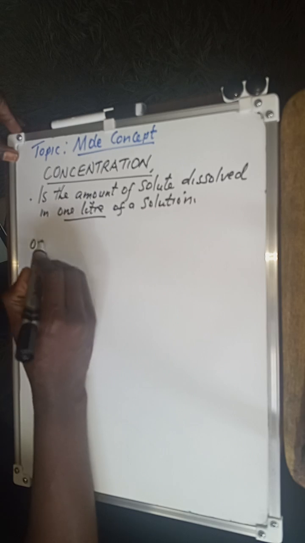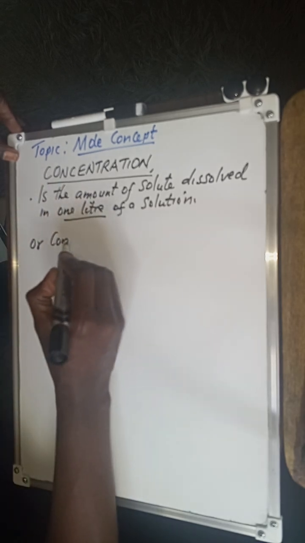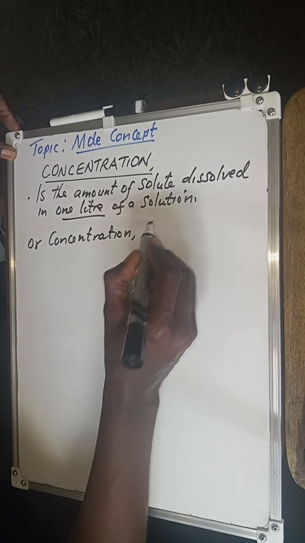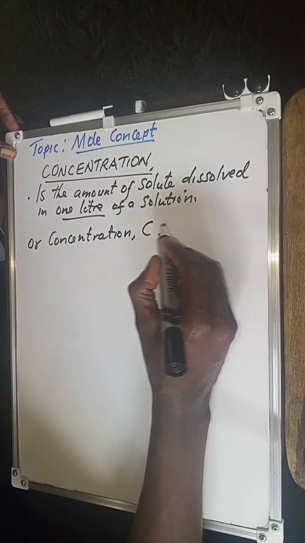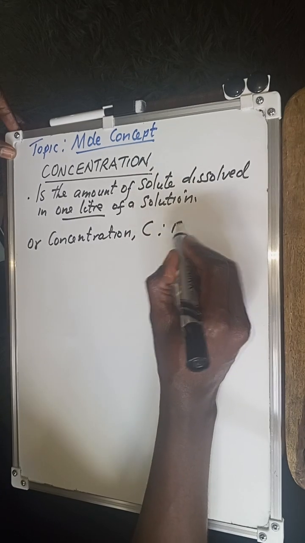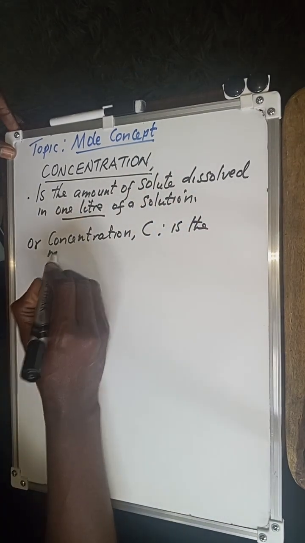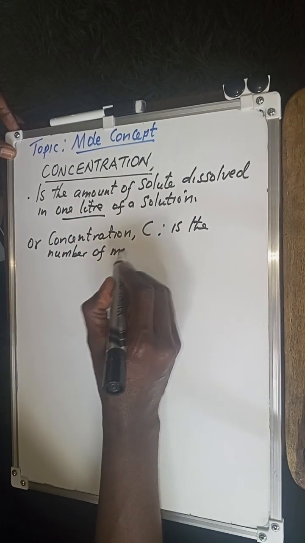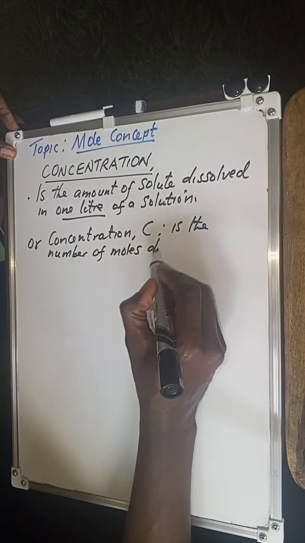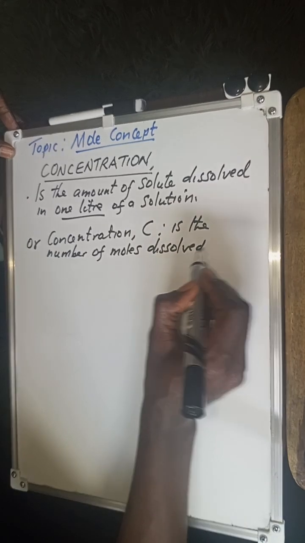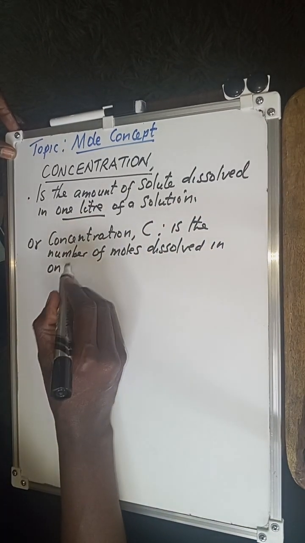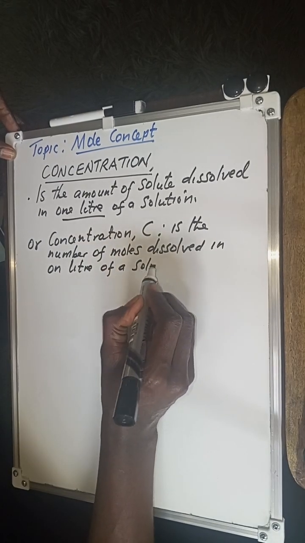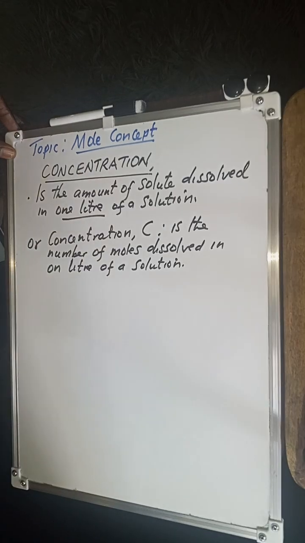Some people may also define it and simply say, concentration C can also be defined as the number of moles dissolved in 1 liter of a solution. So that is what we simply call concentration.